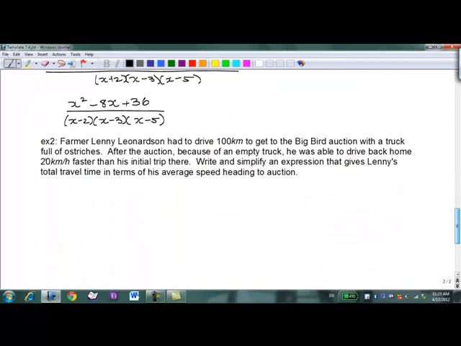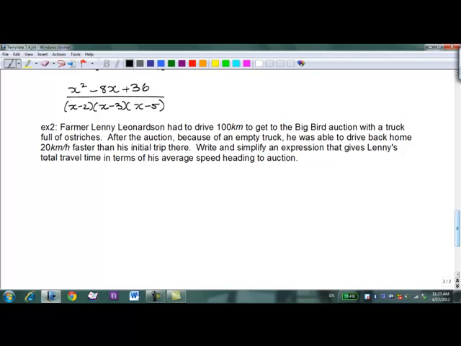Our final little thing here is actually a word problem, and word problems are going to fall into a couple of types, and this is like a distance, velocity, time one. These ones I always like to draw some sort of picture or table. Farmer Lenny Leonardson had to drive 100 kilometers to get to the Big Bird auction with a truck full of ostriches. After the auction, because of an empty truck, he was able to drive back home 20 kilometers an hour faster than his initial trip there. Write and simplify an expression that gives Lenny's total travel time in terms of his average speed heading to auction.